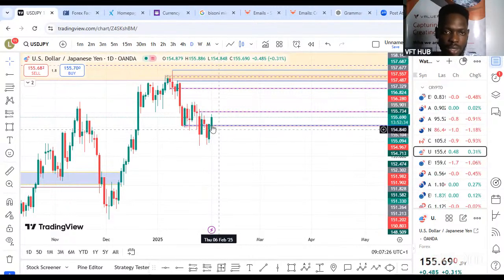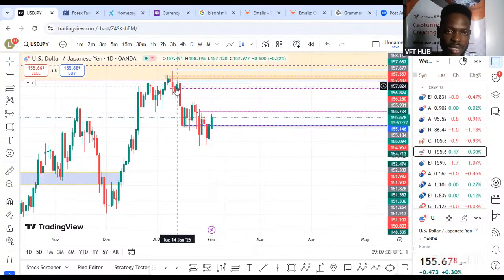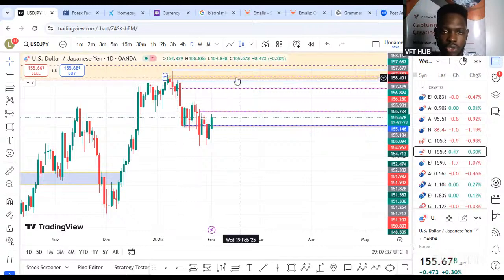So as the dollar gains more strength, we expect UJ to also rally all the way into first this daily order block and then clear liquidity at this level here. Then we will begin to see any short opportunity around this level for USD JPY.